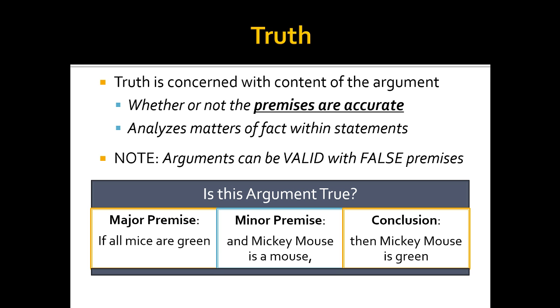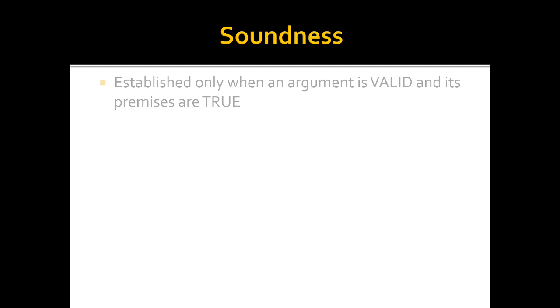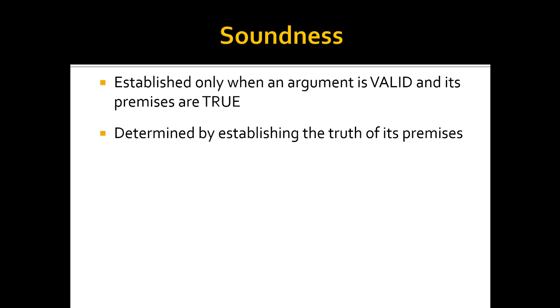Okay, so think about that for a second. Because now we need to talk about the soundness of an argument. Now, with soundness, you need to understand that a sound argument is a valid argument. It's established only when an argument is valid and its premises are true. It's determined by establishing the truth of its premises.